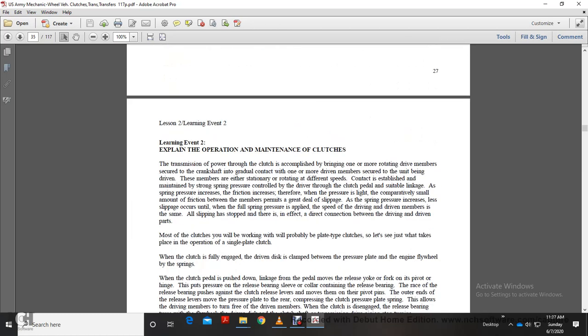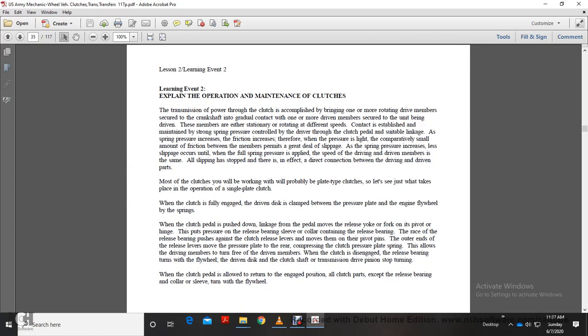Learning event 2, explaining the operation and maintenance of the clutch. The transmission of power by the clutch is accomplished by bringing more and more of the rotating driven members, secured to the crankshaft, into gradual contact with more and more of the driven members, secured to the unit being driven. These members rotate at different speeds and are kept in contact by a strong spring pressure, controlled by the driver through the clutch pedal with suitable linkage. As spring pressure increases, the friction increases. A comparatively small amount of friction between the members permits a great deal of slippage.